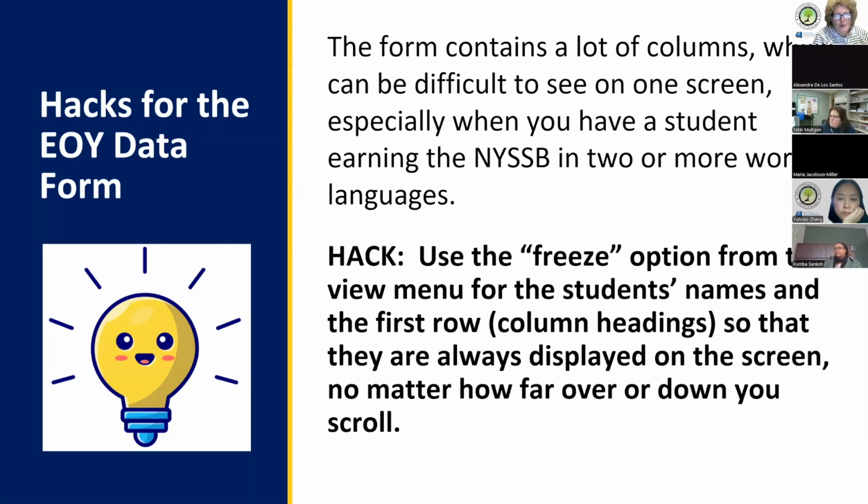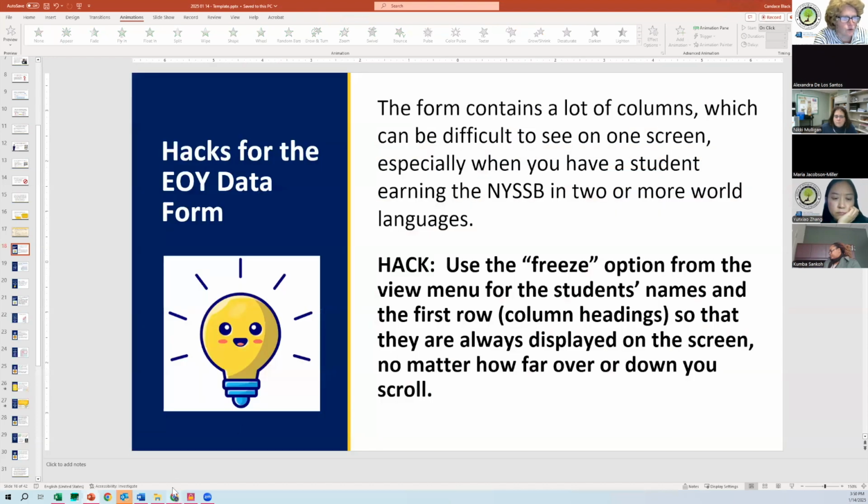But we do have students who earn the seal in more than one world language plus English, and that necessitates sets of columns for each of those world languages. So if you're having difficulty being able to see the names of the students and the column headings, we recommend that you use the freeze option from the View menu, which I'm going to demonstrate for you, so that you freeze that first row and first column. That way they're always displayed on the screen, no matter how far over or down you scroll.